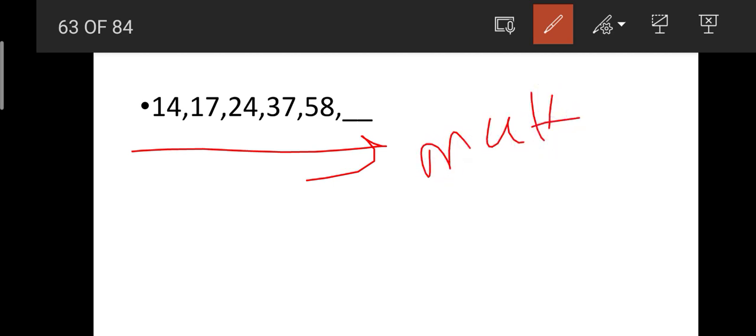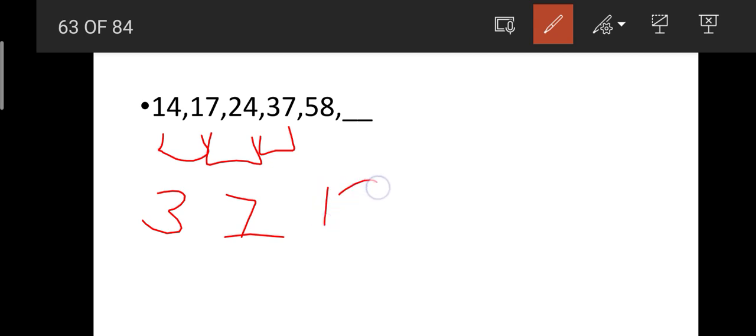Okay friends, if we observe the number series, it is an increasing series, but not much in the case of multiplication. So we can go for addition logic. We may take here addition logic, isn't it? If we take the difference between 14 and 17, it is 3, and between 17 and 24, it is 7. Between 24 and 37, it is 13, and between 37 and 58, it is nothing but 21.